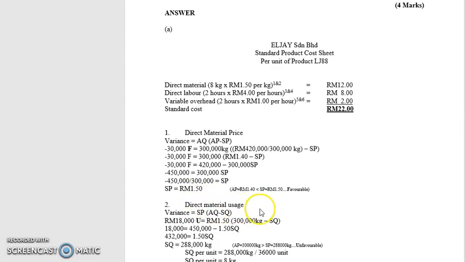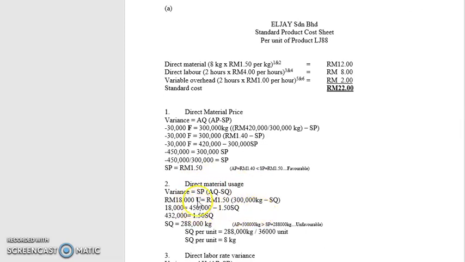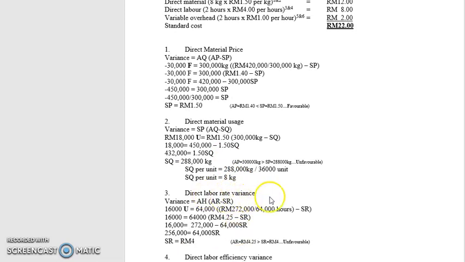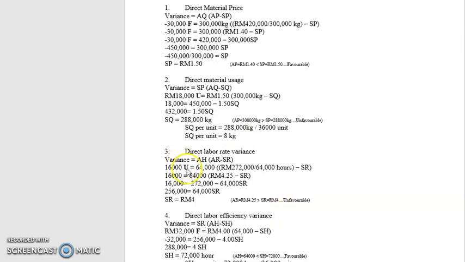So for direct material usage, the variance is unfavorable, so you put it as a positive number. So you get 8 kg. Right. So for the direct labor rate variance, the variance is unfavorable, so it is positive.